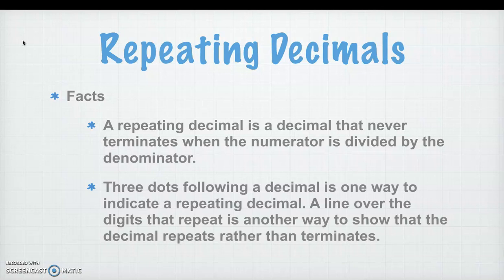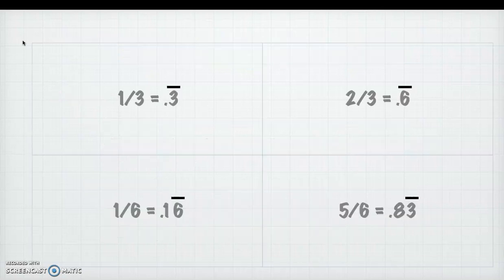I gave you an example of 0.333333. So right there, I'm going to write down 0.33, and then I will have three dots. Dot, dot, dot. That is telling me that the decimal is a repeating decimal. The second way: a line over the digits that repeat is another way to show that the decimal repeats rather than terminates. If I have a line on top of my number, that tells me I have a repeating decimal. Let me show you an example.